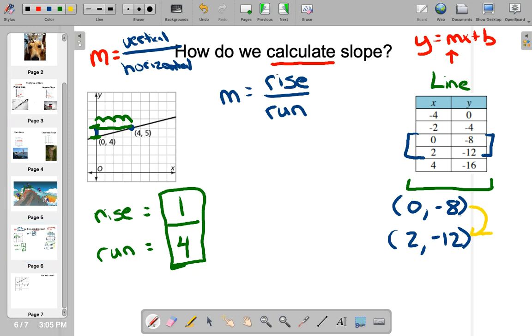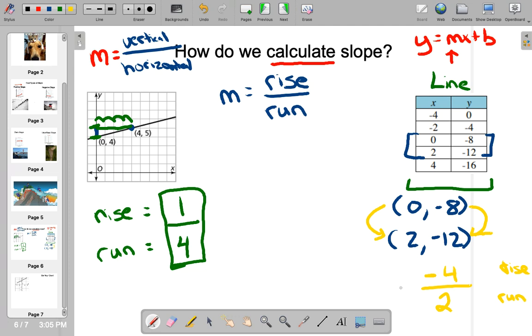I want to know how much did I increase from -8 to -12. Now, that's a bit of a trick question because I'm not increasing, I'm decreasing, which makes it -4 for my rise. Then I go from this point to this point, which is an increase of 2 for my run.